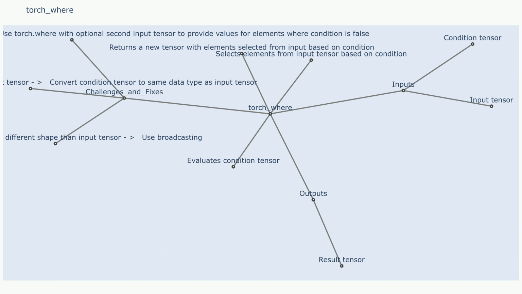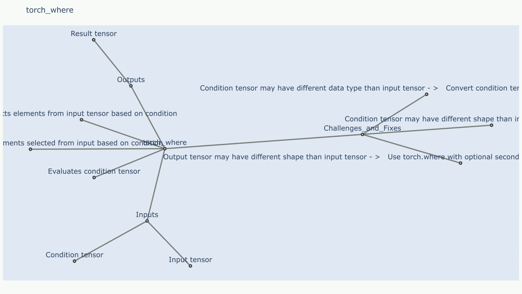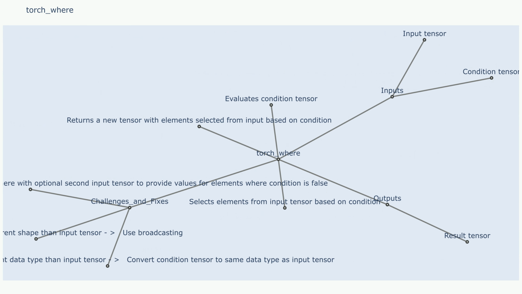Inputs. Condition: a Boolean tensor, dtype torch.bool, where true values indicate elements to be selected from the X tensor, and false values indicate elements to be selected from the Y tensor. X: a tensor containing the elements to be selected if the corresponding element in the condition tensor is true. Y: a tensor containing the elements to be selected if the corresponding element in the condition tensor is false.